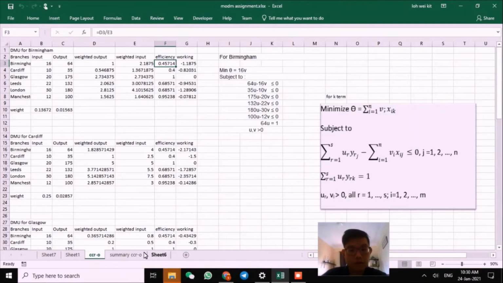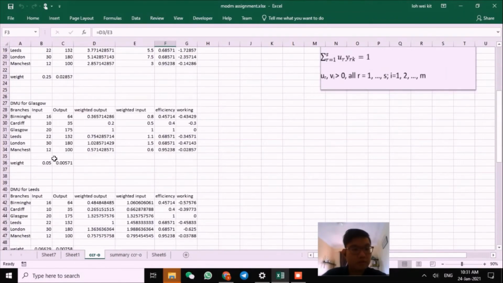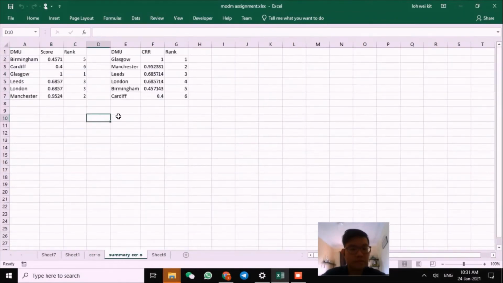Here is our summary for the output-oriented CCR model. From here, there is only one CCR efficient branch, which is Glasgow, because delta equals 1 and no zeros are found in the weights for input and output for Glasgow. Here is the range of this example.